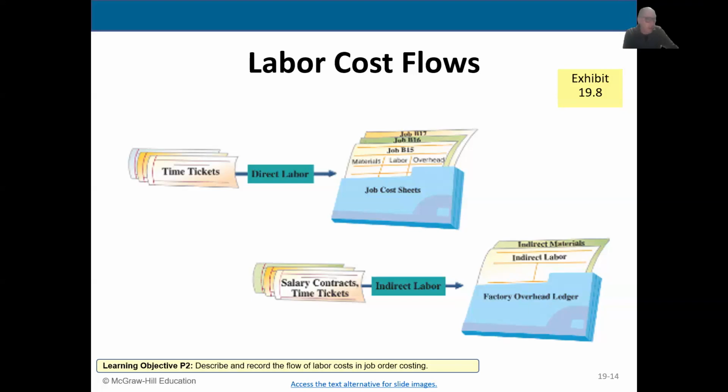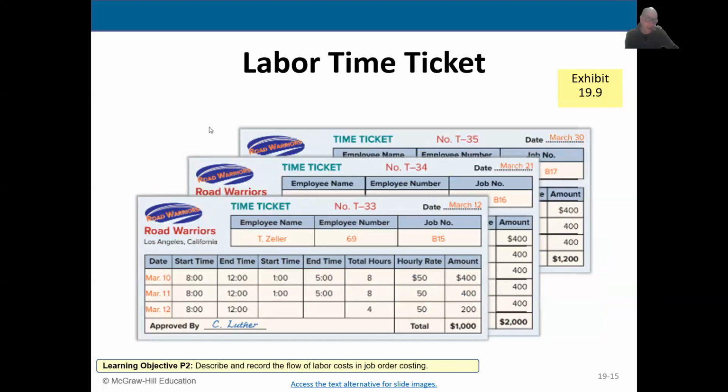So that indirect labor gets assigned to factory overhead because we cannot directly trace it to a specific product. You see? So that's labor cost. What does a time ticket look like? So here we have a couple of examples of time tickets.